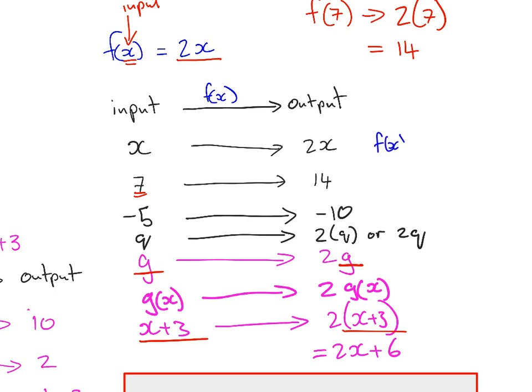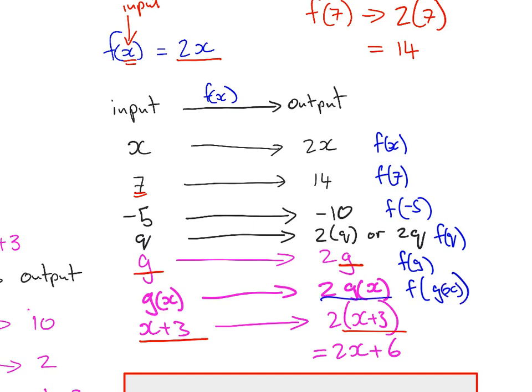So what I've actually found here, if I look down the right hand side of my outputs, this was f of x, this was f of 7, this was f of negative 5, this was f of q, f of g, this was f of, and in here, all of g of x, so 2 lots of g of x, and here, f of g of x is the same as f of, and put in all of what I defined g of x as, which was x plus 3. And then I expanded it and got this expression, okay?